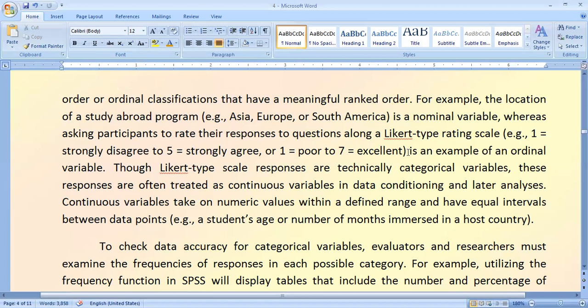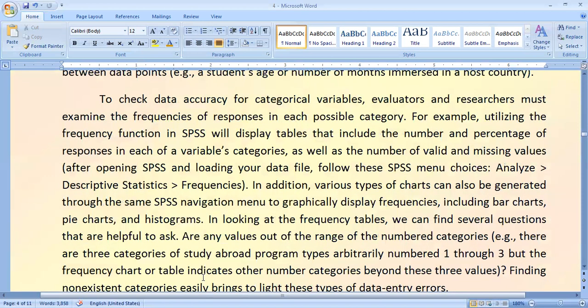Continuous variables can take numerical values within a defined range and have equal intervals between the data points, for example, a student's age or number of months immersed in a host country. To check data accuracy for categorical variables, evaluators and researchers must examine the frequencies of responses in each possible category. For example, utilizing the frequency functions in SPSS will display tables that include the number and percentage of responses in each of the variable categories, as well as the number of valid and missing values.